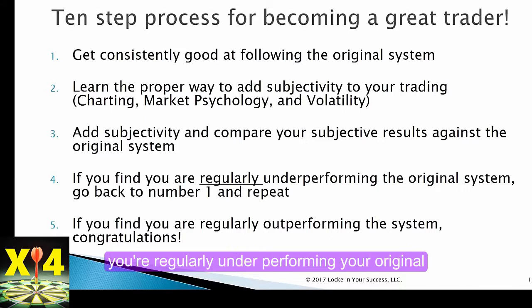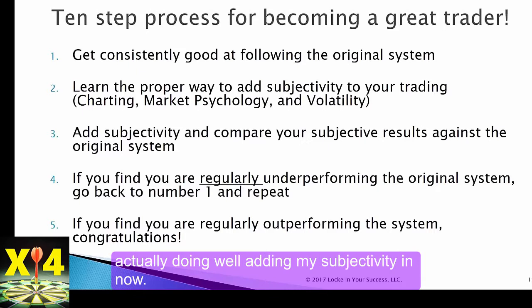If you find you're regularly underperforming your original system, you're doing something wrong. Your subjectivity is actually hurting you. So in that case, you don't want to learn more stuff. You want to go back and get good at consistently following the original system again. Go back to learning the proper way to add subjectivity, then add subjectivity and then compare. You can repeat that process until you either decide, hey, I'm just going to trade the original system, or hey, I'm actually doing well adding my subjectivity in now.